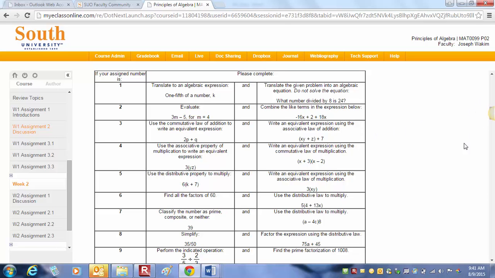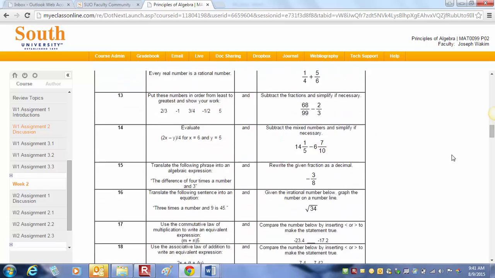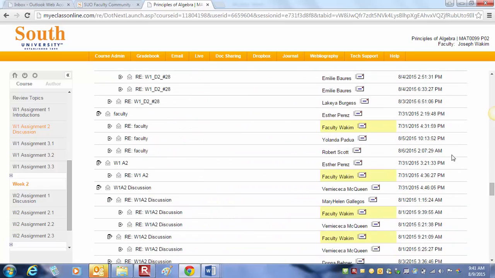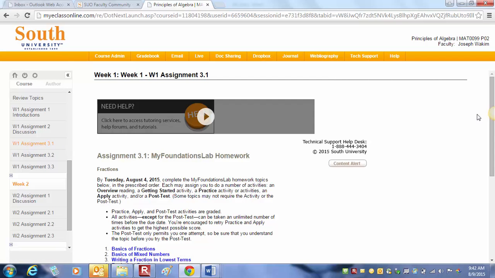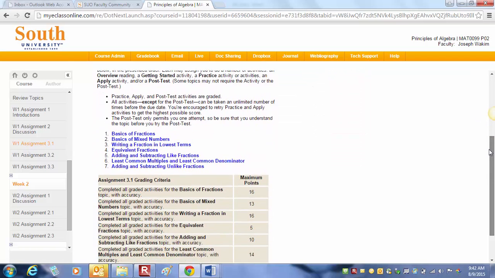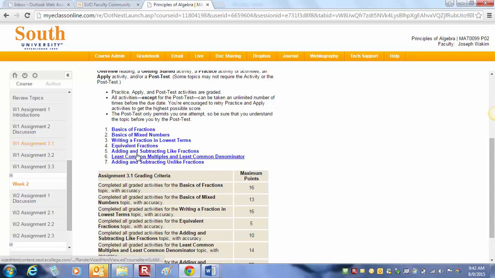So these two questions, you need to submit them here, and then you have to submit your feedback to your other classmates as well as respond to my feedback. Now moving on, when you get to the My Foundation Lab assignments, which is week 1 assignment 3, then you click on that tab, and then these are the assignments that we have to go over.